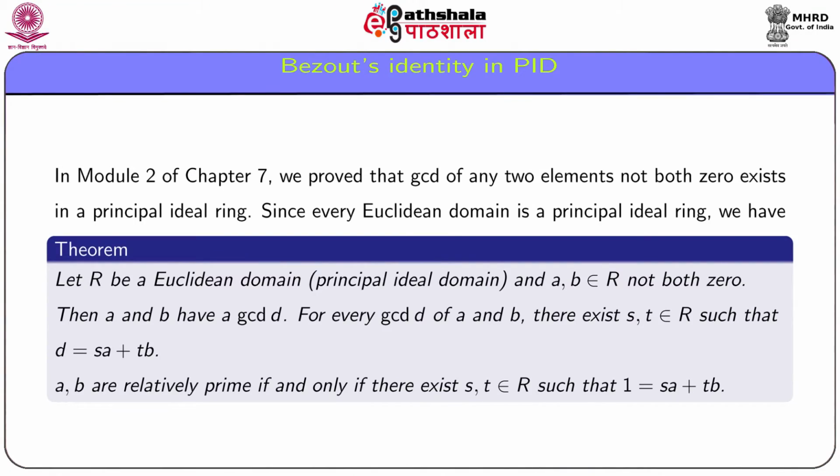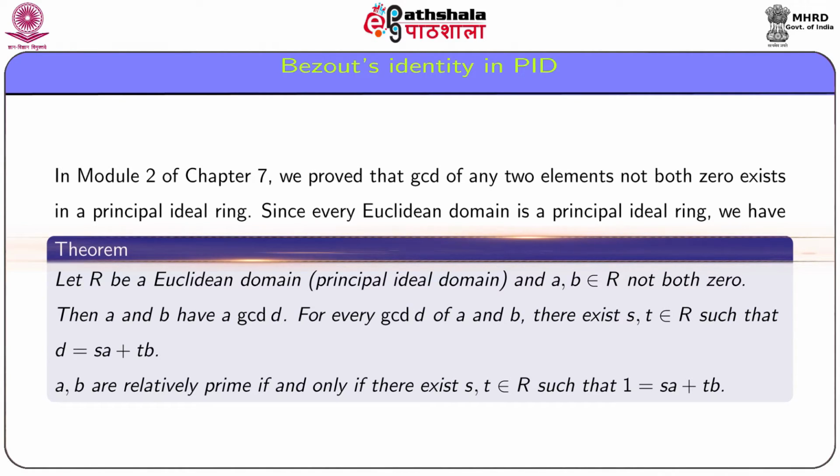Also we have, if D is an integral domain, then every prime element in D is irreducible. Here we show that if D is a principal ideal domain, then the converse also holds, that is every irreducible element is also prime. So formally we can state that suppose R is a Euclidean domain or a principal ideal domain, and a, b are two elements of R not both 0, then a and b have a GCD d in R, and for every GCD d of a and b there exist s, t in R such that d = sa + tb.